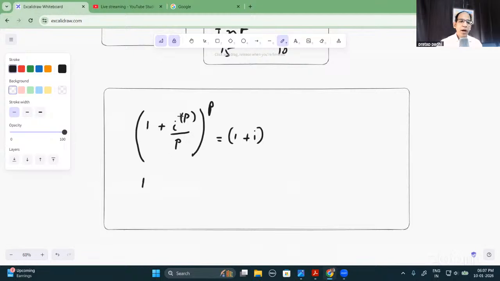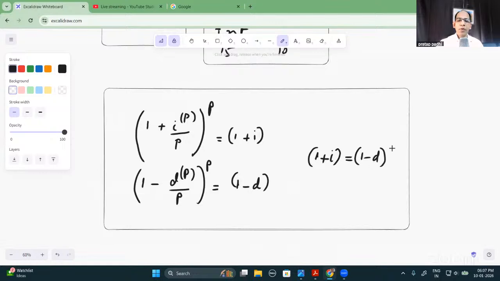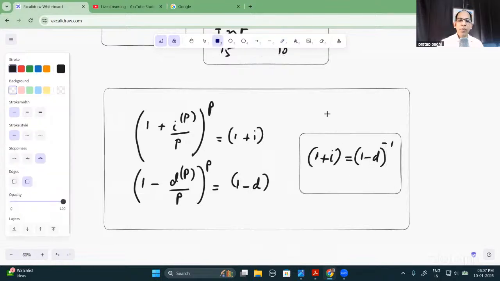And the second formula, I discussed about this in the last class. Today, we'll focus on 1 minus d^(p) divided by p, all power p, and that is equal to 1 minus d. Even there is a link between 1 plus i and 1 minus d. They are inverse. So 1 plus i will be equal to 1 minus d power minus 1. This one also will be used so that you will be able to get any d^(p) from i^(p) or any i^(p) from d^(p). Also, there is a link between i and d. That's what I've written here. So this box will do.